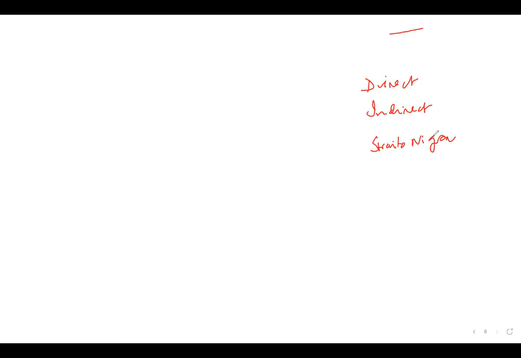Striatonigral pathway. These are the 3 important pathways. Now we have to look at each one of these pathways. Okay, we will start with our diagram again.